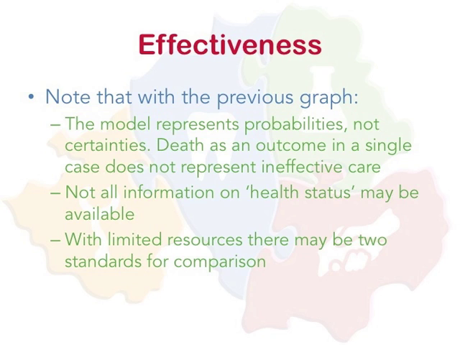Remember that not all information on health status may be available, and that health status in itself is a difficult thing to measure, and that with limited resources there may be two benchmark standards for comparison. So you may have efficacious treatment with unlimited resources, which is never going to happen obviously, and efficacious treatment with the limited resources available. So you may compare one of those with the other, and you may be better comparing the efficacious treatment with limited resources with your assessed treatment, rather than your efficacious care with unlimited resources when assessing quality with regards to effectiveness.